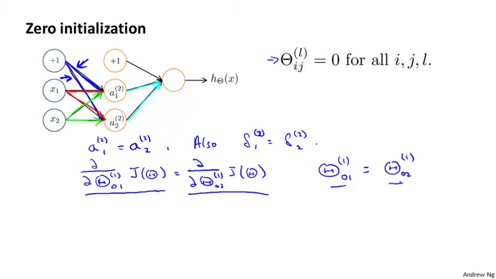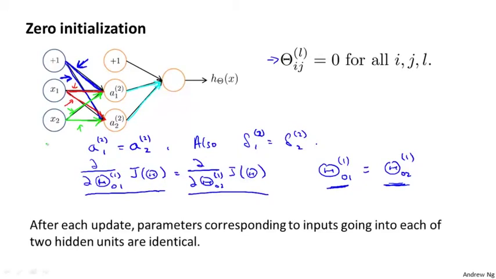So there'll be some non-zero value now, but this value will equal that value. And similarly, even after one gradient descent update, this value will equal that value. There'll be some non-zero values, just that the two red values will equal each other. And similarly, the two green weights, they'll both change values, but they'll both end up the same value as each other. So after each update, the parameters corresponding to the inputs going to each of the two hidden units are identical. That's just saying that the two green weights are still the same, the two red weights are still the same, the two blue weights are still the same.